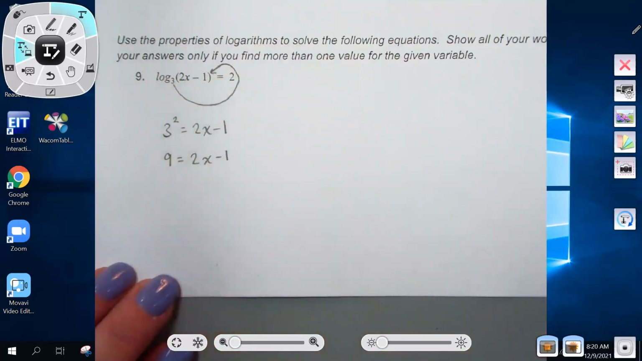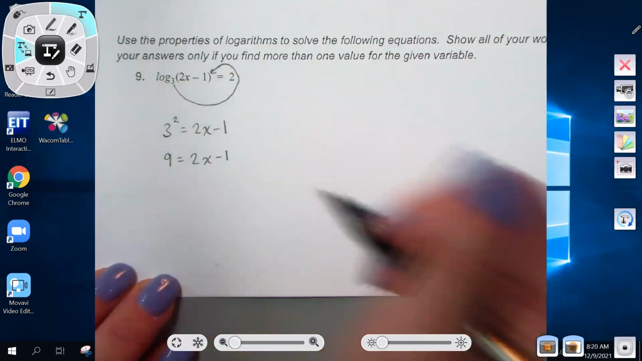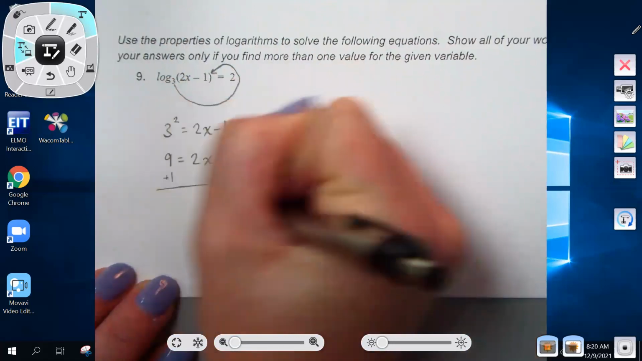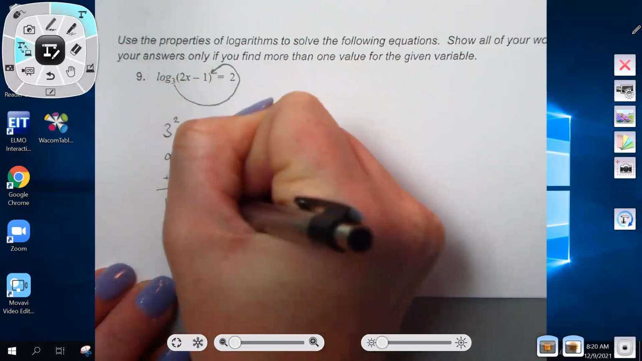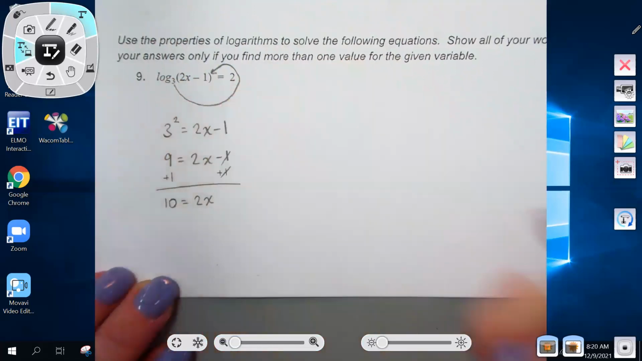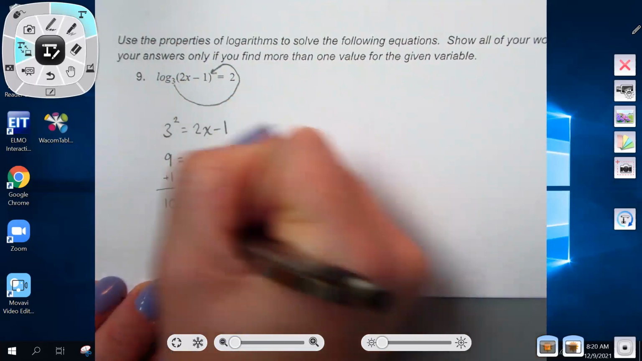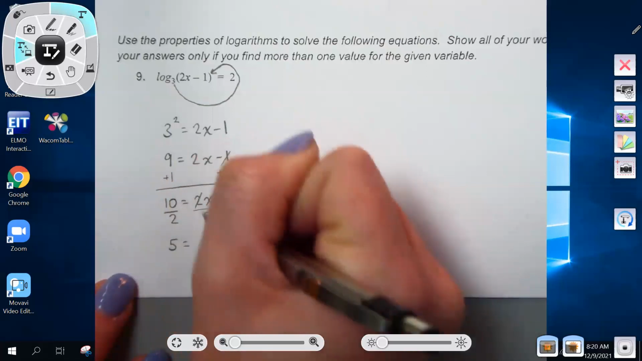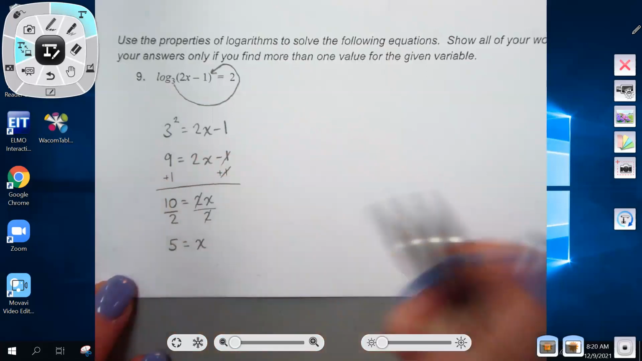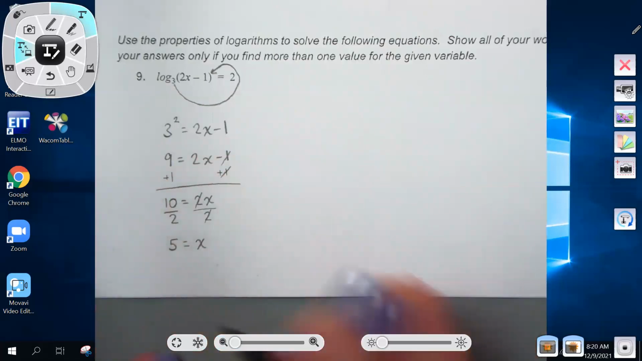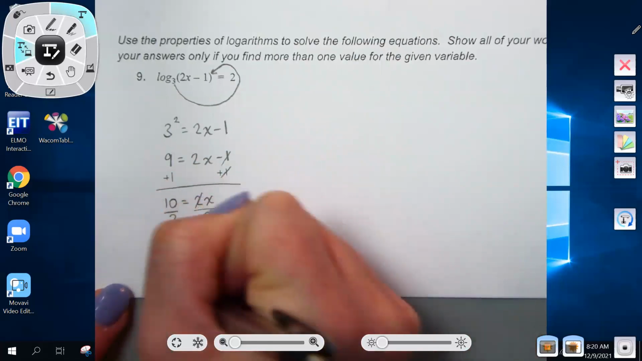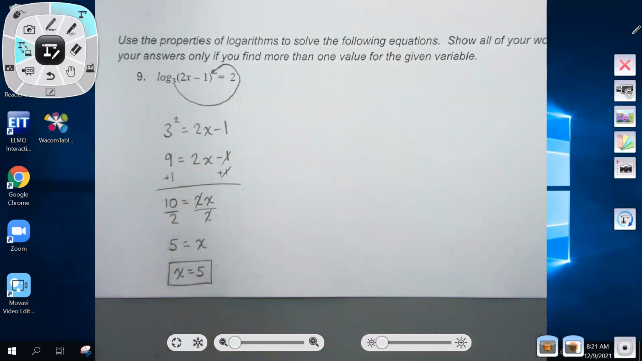And now we're just solving for x. To get x by itself, we need to get rid of this minus 1 first. So we're going to add 1 to both sides. 10 equals 2x. Divide both sides by 2. 10 divided by 2 is 5. These 2's cancel. So we end up with x equals 5. We don't have to check this because we only got one value for x.